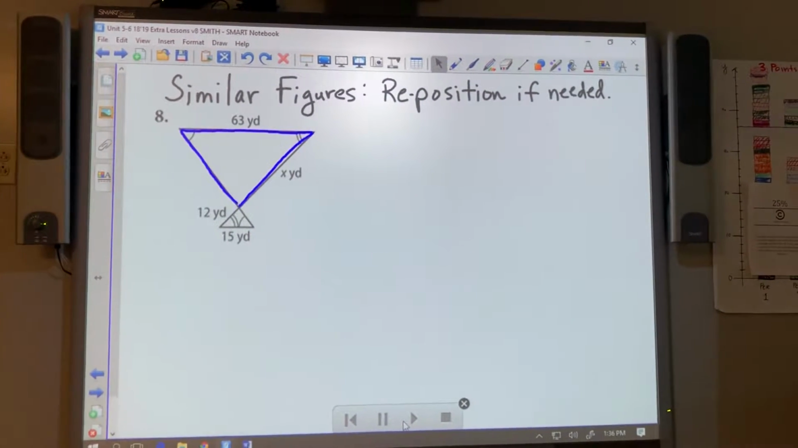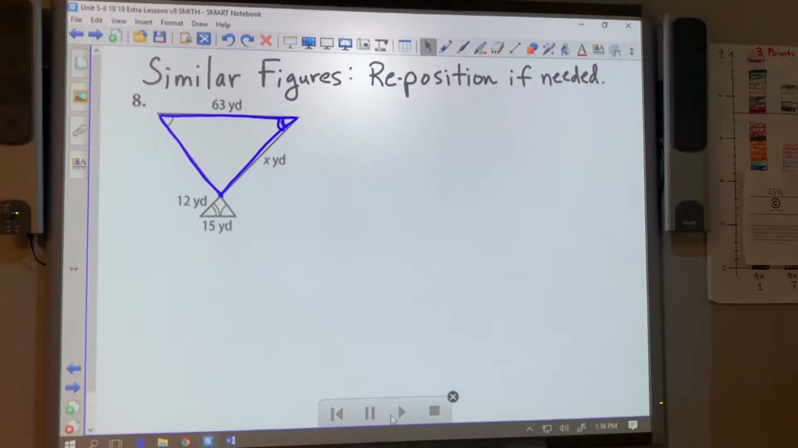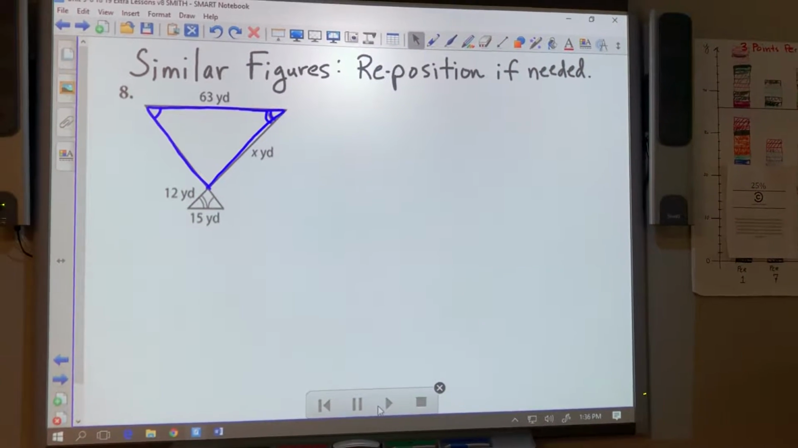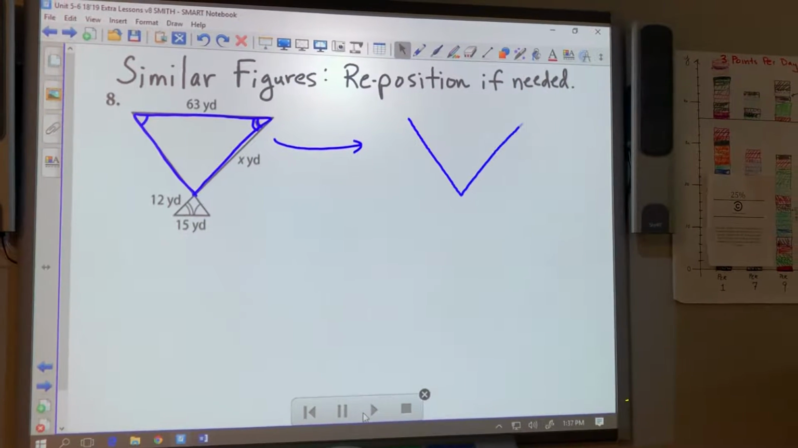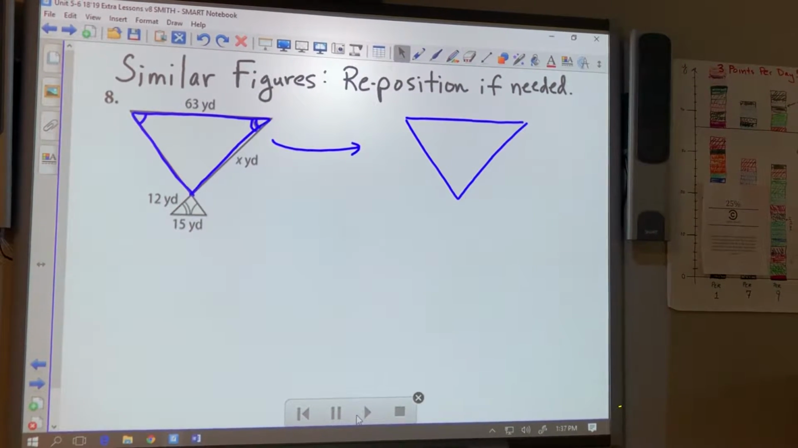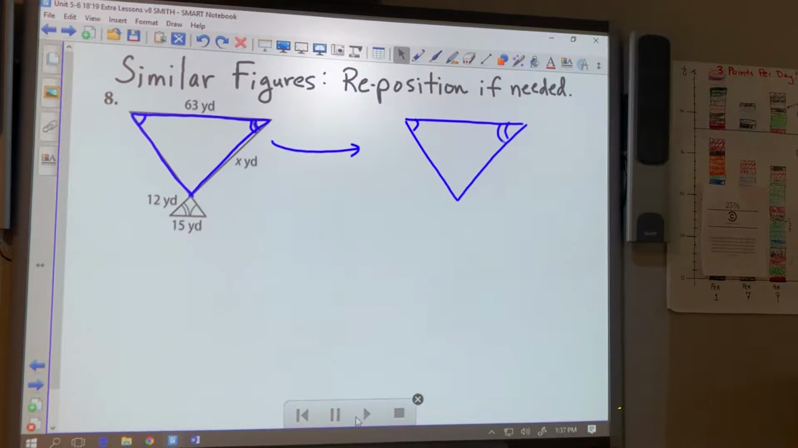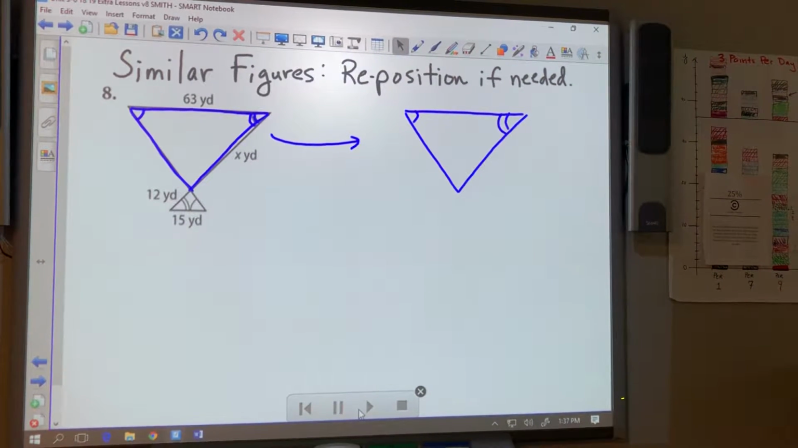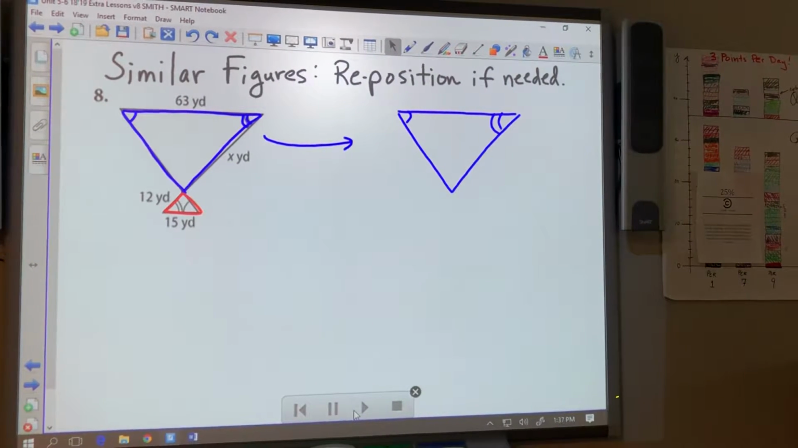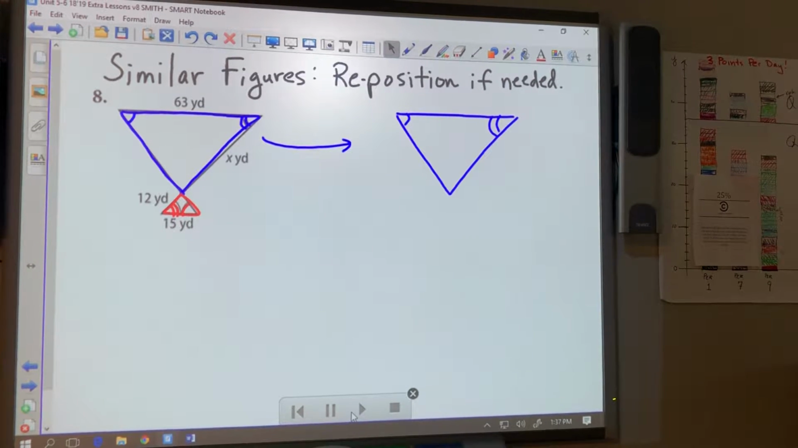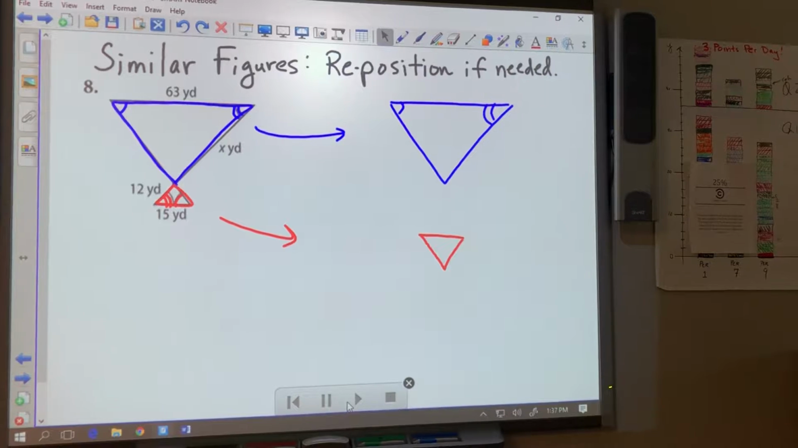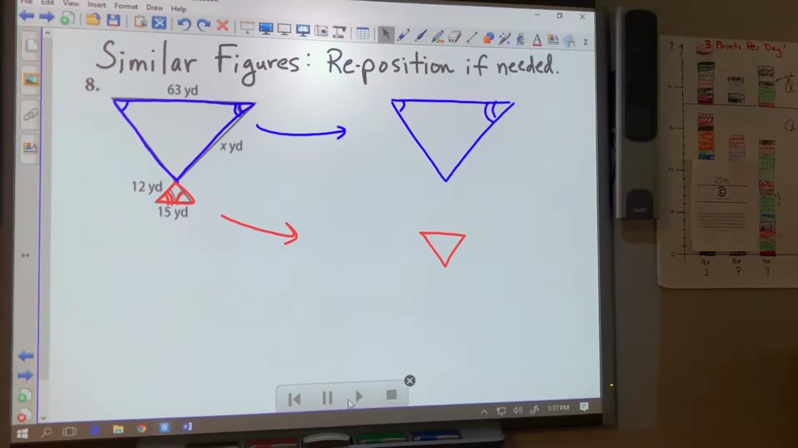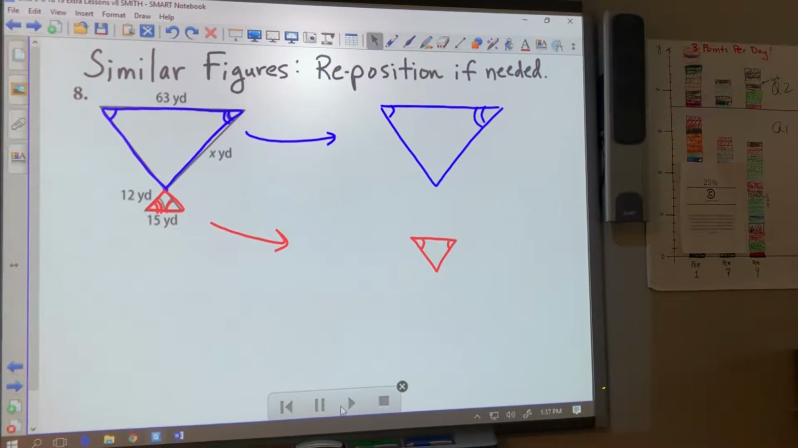Sometimes when you're solving problems with similar figures, it makes it easier to reposition them before you solve it. So this one that I'm redrawing in blue, I'm going to put off to the side here, making special note of where those angle marks are. And the little guy on the bottom, when I redraw it, I'm not going to redraw it the same way. We need to flip it upside down so those angle markings match up.